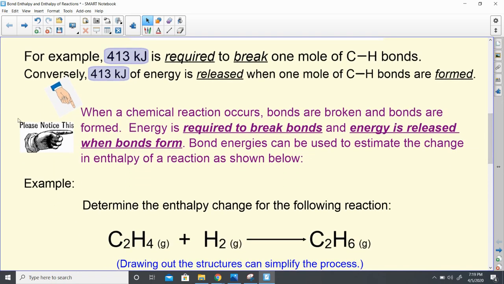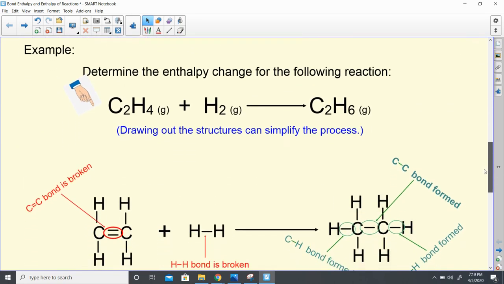Determine the enthalpy change of the following reaction. So we have C2H4 plus H2 forming C2H6. In order to figure out the enthalpy of a reaction with bond energies, I think it is best to go ahead and draw out the structures. So I've done that below.